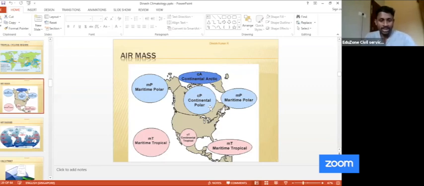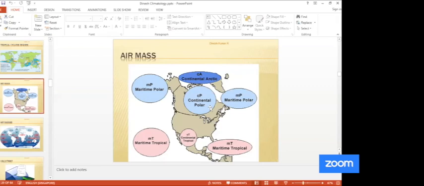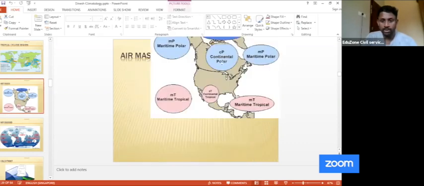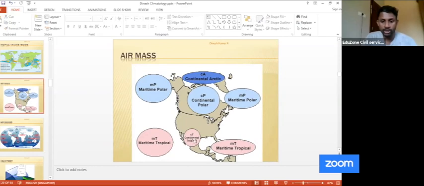Let us understand. To understand temperate cyclone, you have to understand the interaction between the air masses. What is air mass interaction? Interaction means, suppose I am considering these two different air masses. How can these two different air masses interact? For example, this one is continental polar air mass, and this one is continental tropical air mass. If I say these two air masses have to interact, clear?